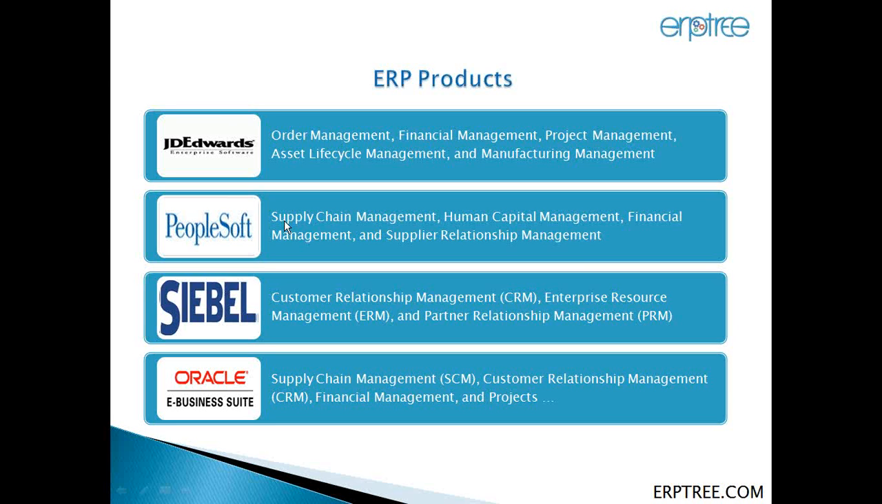PeopleSoft is offering supply chain management, human capital management, HCM, financial management, and supplier relationship management. Siebel has CRM, customer relationship management, enterprise resource management, partner relationship management, and many other solutions. And with Oracle EBS, we have SCM, CRM, financials, projects, and many other solutions. So this is how each ERP available in the market offers different ERP solutions.